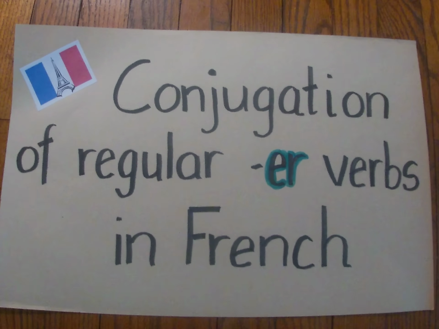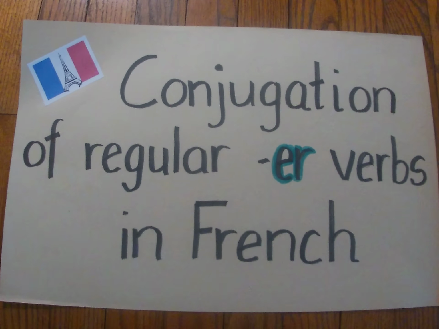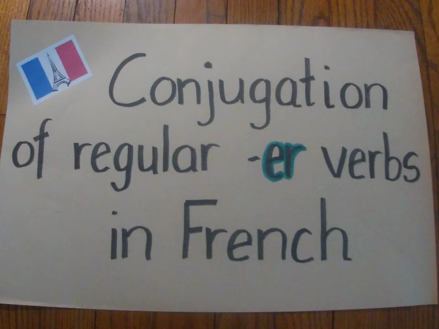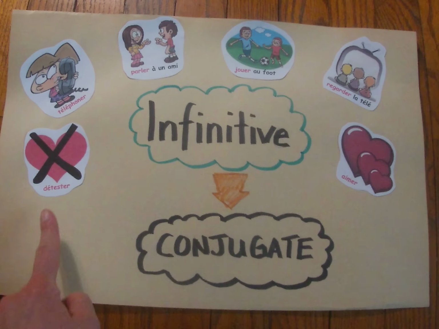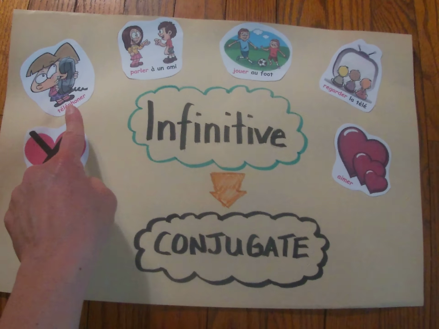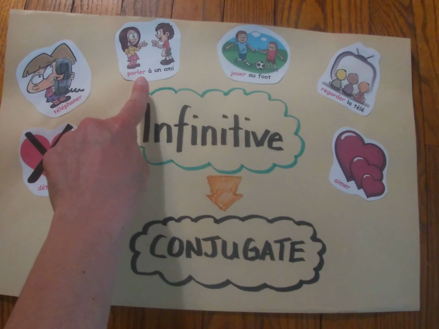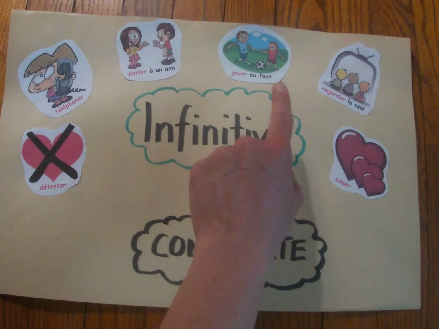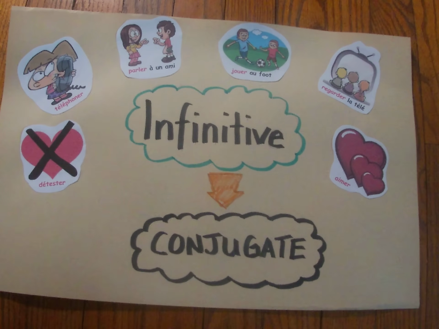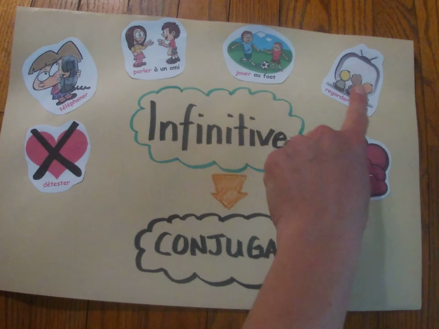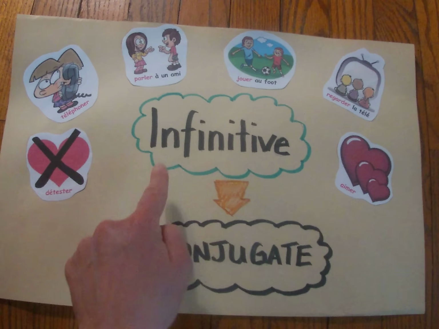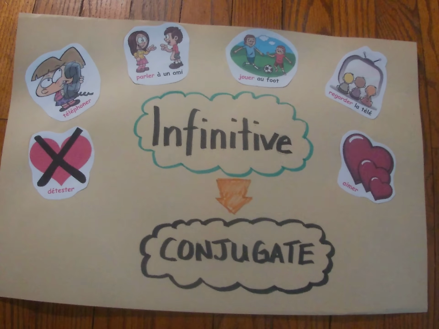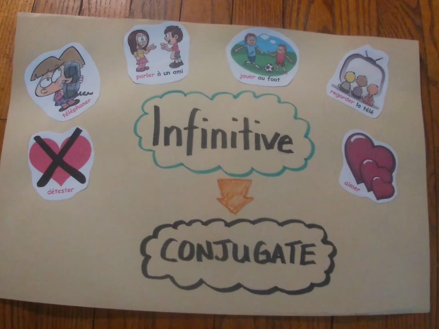Here's a short tutorial that I created for you to help you better understand the conjugation of regular ER verbs in French. So far, you have learned already many different regular ER verbs. You have learned détester, to dislike, téléphoner, to speak on the phone, parler à un ami, to talk with a friend, jouer au foot, to play soccer, regarder la télé, to watch television, and aimer. All these verbs are in their infinitive, in their regular form, the way you would get them from an online dictionary or from a regular dictionary.